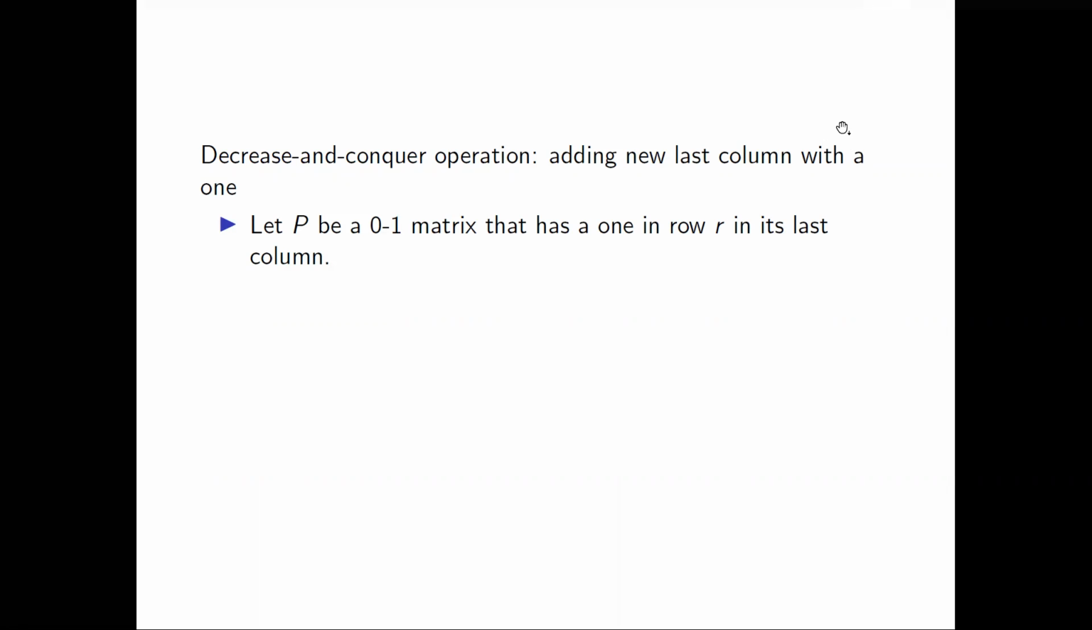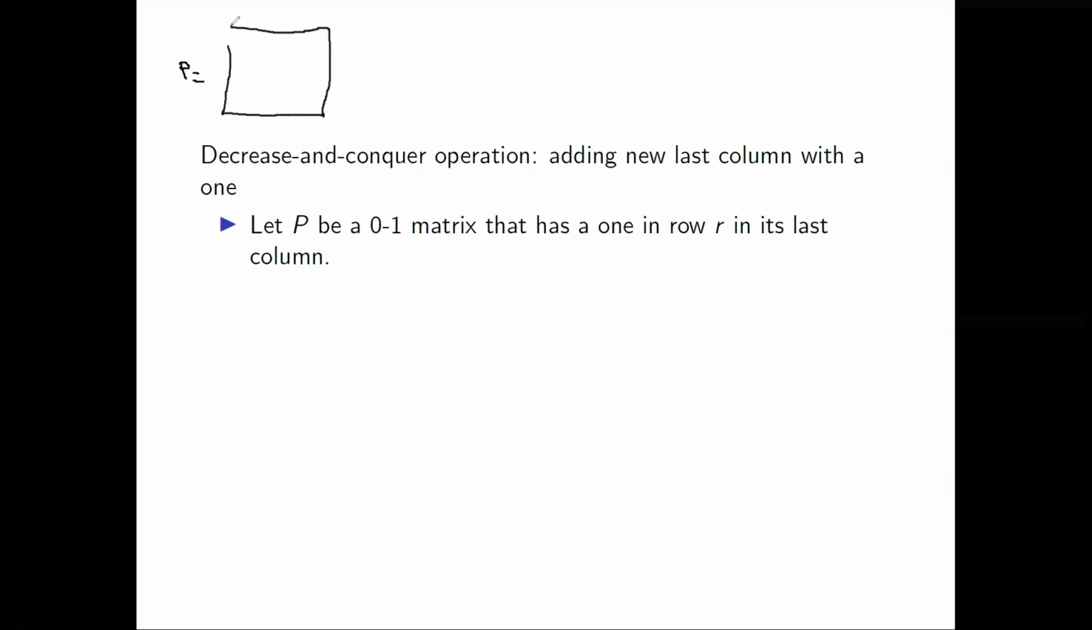So we'll assume that P is some 0-1 matrix that has a 1 in row R in its last column for some row R. So here's P. 0-1 matrix. It has some stuff happening over here, which I'll denote with a star. And it has a 1 in this last column. It might have other entries like 1s and 0s somewhere, but in this row R, that's row R. We have a 1 in that row R.